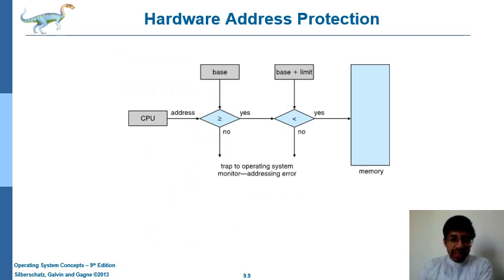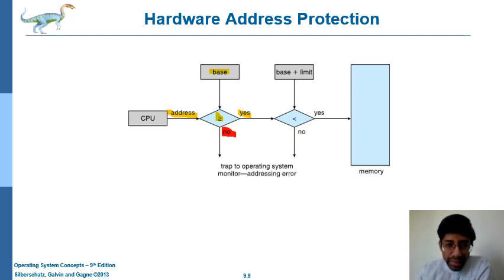Let us try and understand how this works. A CPU generated some address, and this address value is compared with the value of the base register. If the CPU generated address is greater than or equal to the value of this base register, it would be treated as a valid access, and if this condition is not satisfied, it would be considered as an invalid memory access.